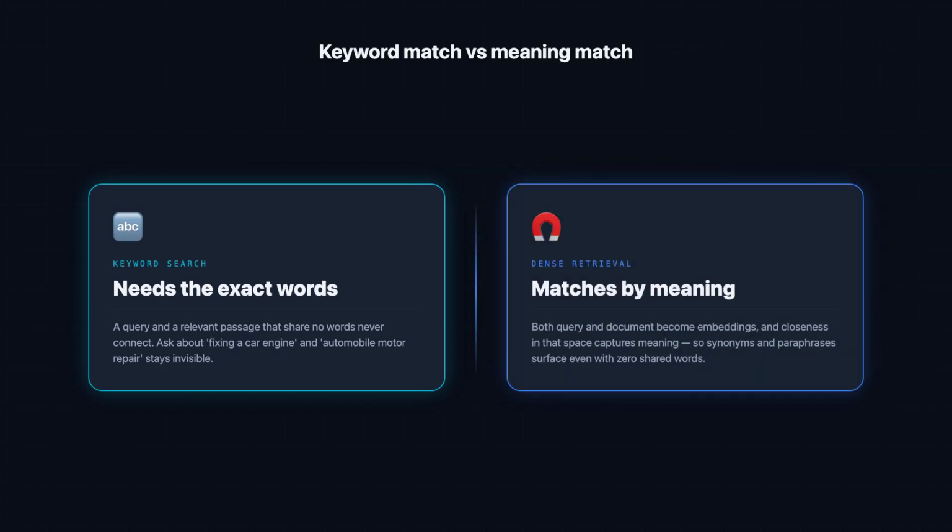This approach matches on meaning instead. Both the query and the documents become embeddings, and relevance is measured by how close their vectors are, so a passage can match even when it shares no words with the question at all. That directly solves the vocabulary mismatch problem.